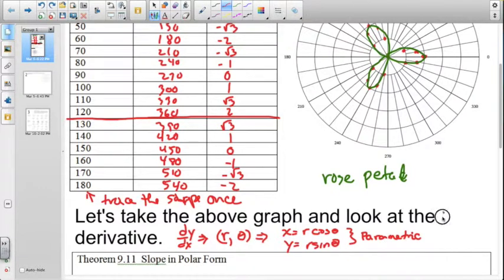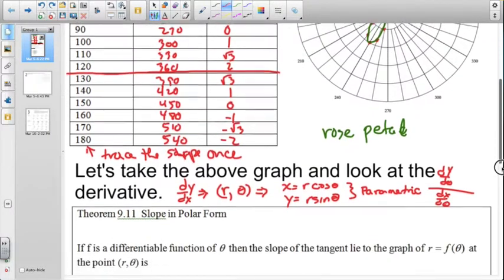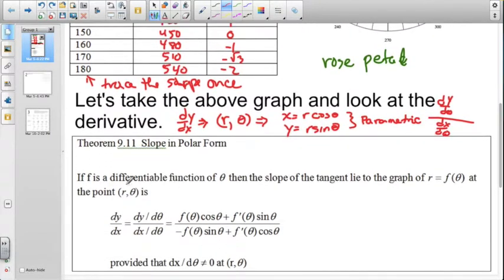So then we can do dy/d theta divided by dx/d theta to get the Cartesian definition of dy/dx. And so that is kind of what is being said right down here in terms of let's get the parametric form.